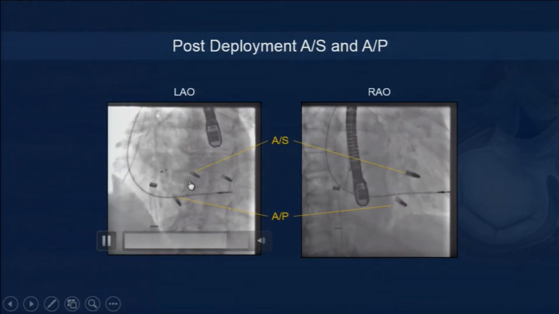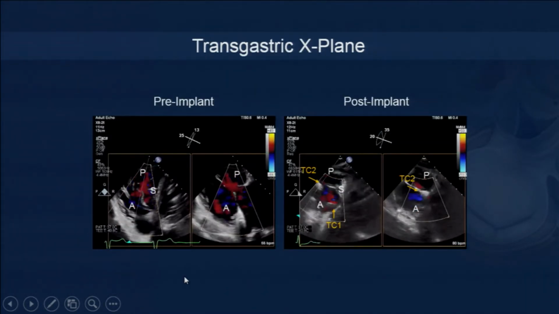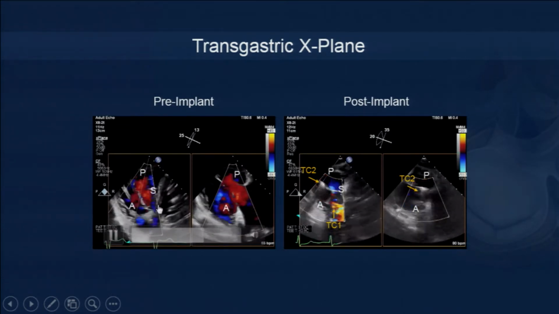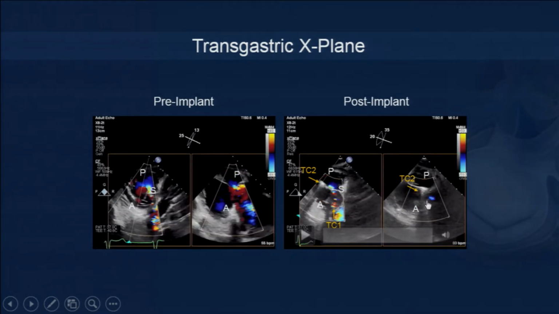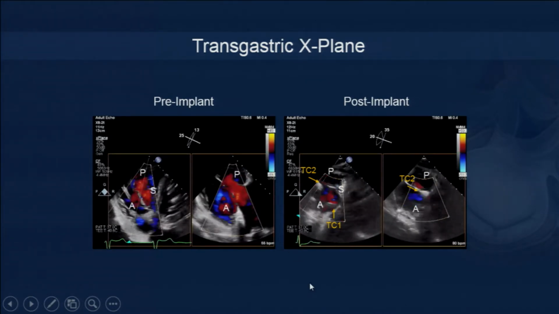So this is the end of the case. You can see this anterior septal, this is the anterior posterior, that's the mitral clip from before, and the ASD occluder. So this is pre-implant. You can see here there's a significant amount of TR in this view. Certainly, because of the limitation of the lead, you're not able to completely eliminate the TR.